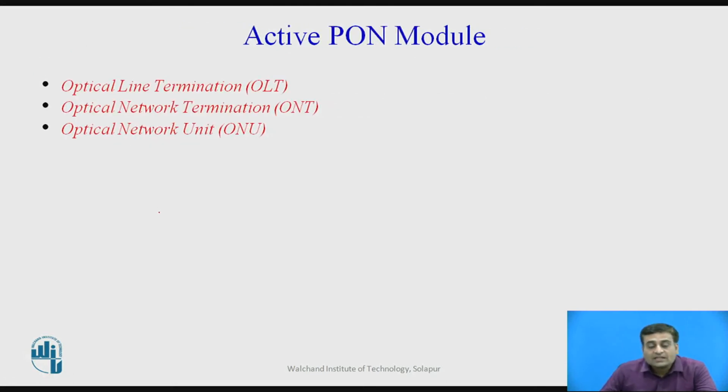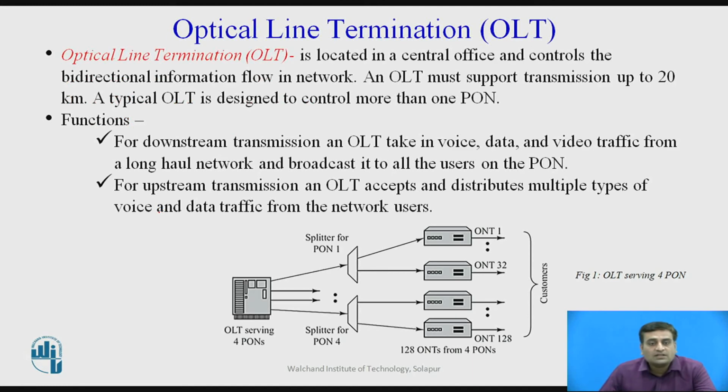Let's see what the active passive optical network modules are. These active modules are nothing but the optoelectronic equipment which are located in the central office or in the user premises. There are three modules. The first is optical line termination, the other is optical network termination, and the third is optical network unit. Optical line termination: this device or module is located in the central office and it controls the bidirectional information flow in a network. Bidirectional means upstream and downstream information flow.